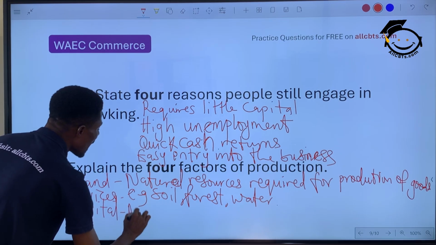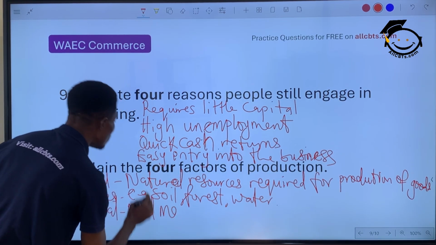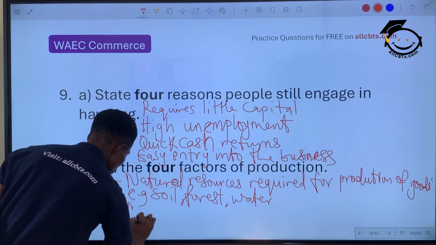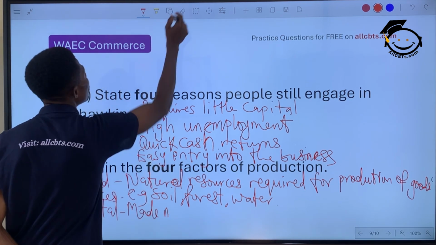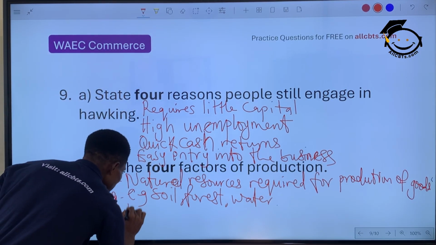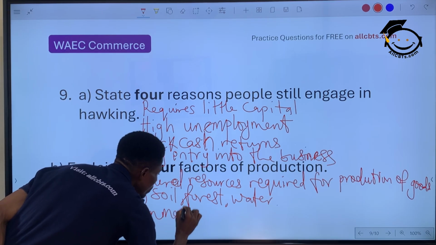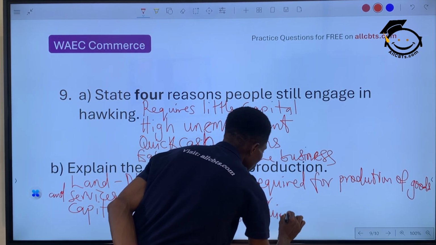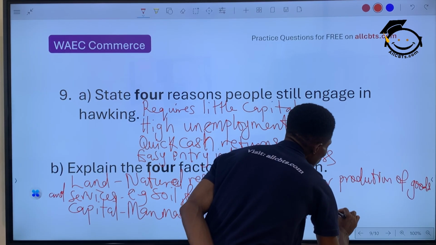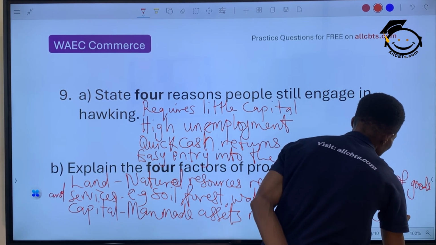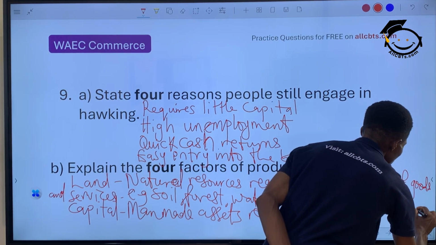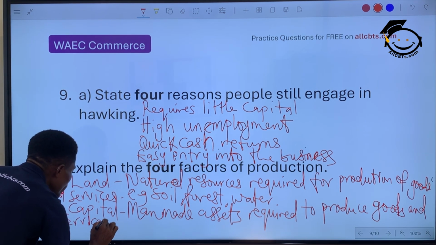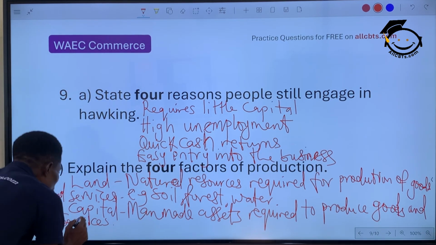The next one is capital. Capital is man-made assets required to produce goods and services, such as machinery, tools, and money. So this is the second.